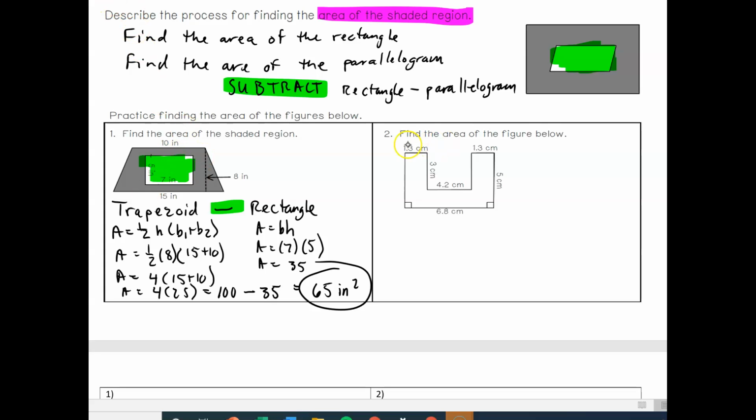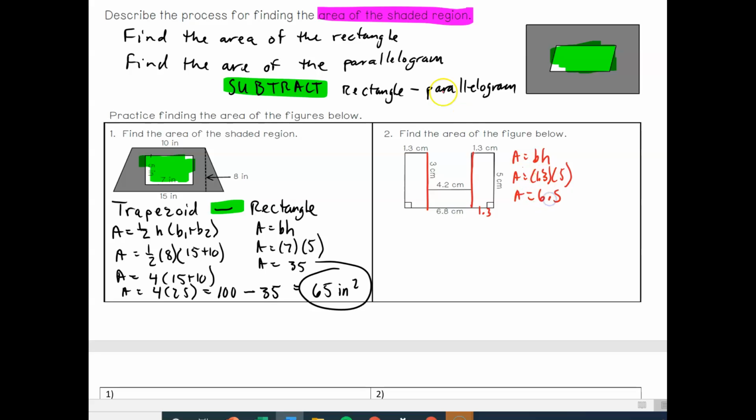So for this next one, you want to find the area of the figure below, and you want to break this up probably into a whole bunch of different rectangles. So let me draw some lines here. So we've got a rectangle. This one is, as you can see, 5 by 1.3. If it's 1.3 up top, this little section is 1.3 on the bottom. So area is equal to base times height, and area is equal to 1.3 times your height of 5. So area is equal to 6.5.